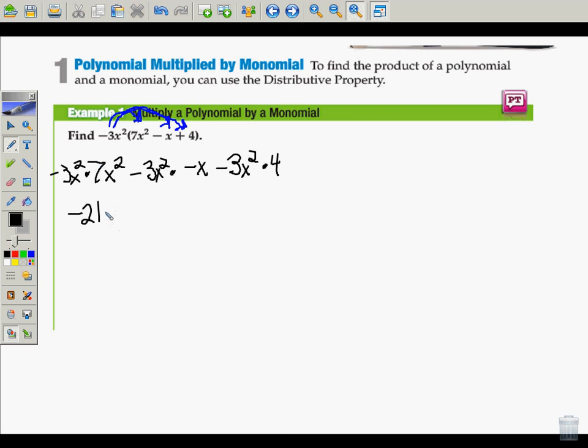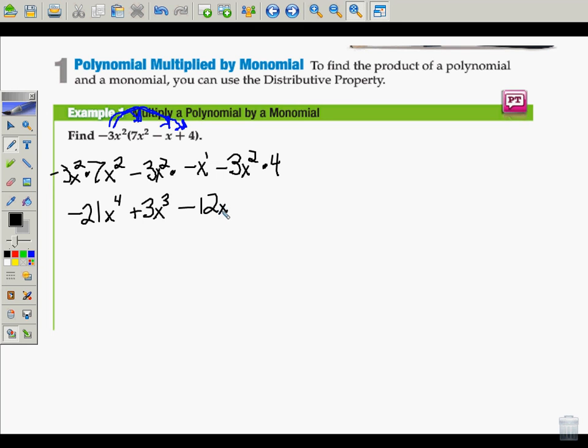Then we have negative 3x squared times negative x. Negative times a negative is going to give me a positive, and I get 3x to the 3rd power, because x squared times this x, which is really x to the 1st, add the exponents together to get that last term. Then we get negative 3x squared times 4. That will just give me negative 12x squared, just multiplying my constants together.